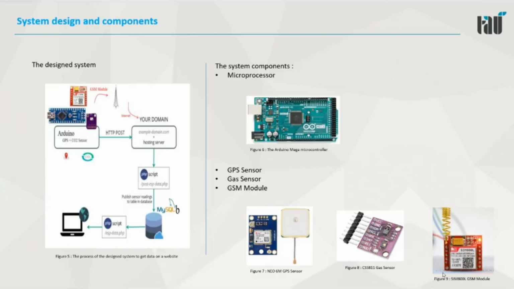The components of the system are the Arduino Mega. The reason for choosing the Mega is that the Mega has more than one UART port. A NEO-6M GPS sensor that has a maximum navigation update rate of 5 Hz, a CCS811 digital gas sensor that can detect carbon dioxide from 400 ppm to 8,000 ppm, and a SIM800L GSM module, which works with 2G networks.